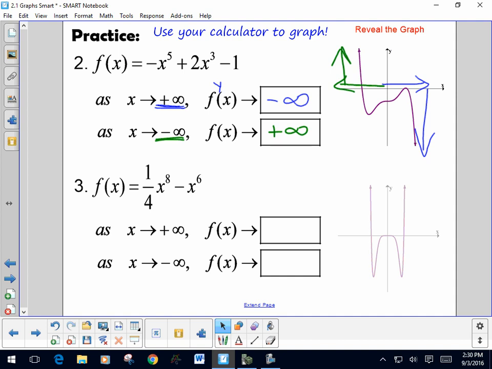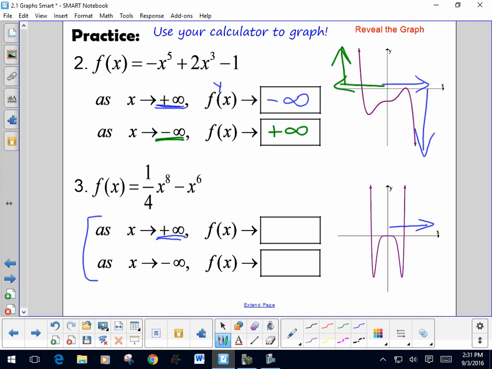Something like this. So almost like a W. So let's fill in our end behavior here. As x goes towards positive infinity, so as we go farther and farther to the right, this function is most definitely going upward towards positive infinity.